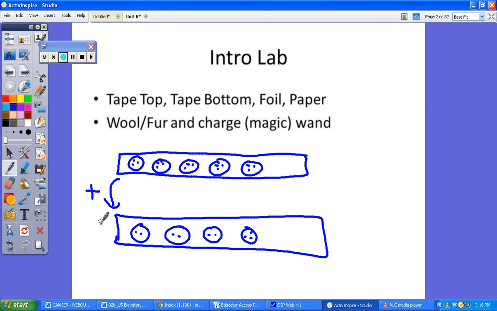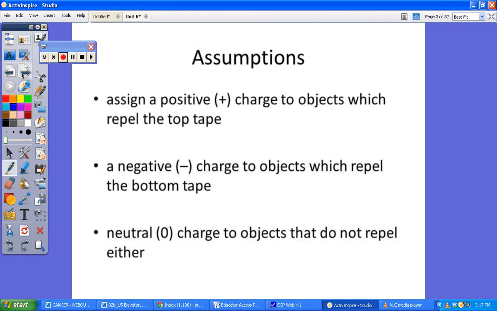Remember, electrons are negative, and so if you lose a negative, you're actually becoming more positive. So that was for the top tape. Some assumptions that we made when we did this: we're assigning positive charge to the top tape, that we could later prove through the series of types of material. The reason why the top tape was a positive is because it was the resin, whereas the bottom tape was a plastic.